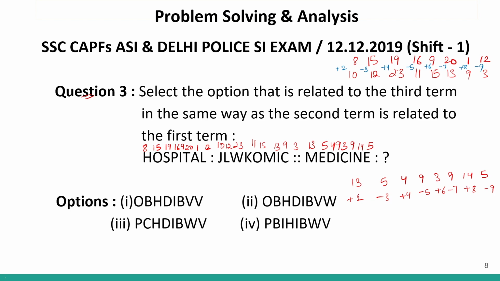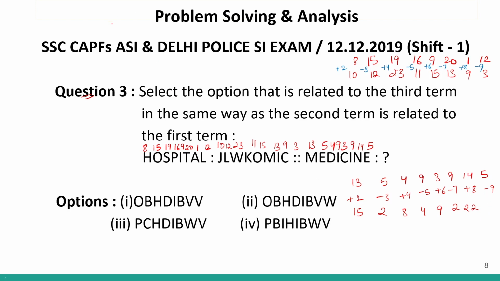Now, if I do this, 13 plus 2 will give me 15th position, 5 minus 3 second position, 4 plus 4 8th position, 9 minus 5 4th position, 3 plus 6 9th position, 9 minus 7 second position, 14 plus 8 will give me 22nd position. Now 5 minus 9 will give me what? It will give me minus 4 basically.